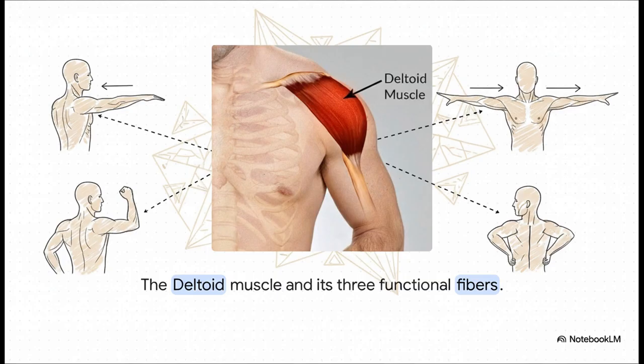The anterior fibers flex and medially rotate the arm to let you reach forward. The middle fibers are your primary abductors, letting you lift your arm straight out to the side, and the posterior fibers extend and laterally rotate the arm, so you can reach backward. That's three totally unique actions from one incredible muscle structure.